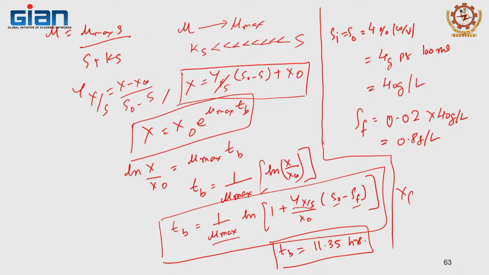So, your X final would be X naught e to the power mu max T B. So, your X final would be 16.5 grams per liter. This is your final cell concentration per liter. Clear till now?